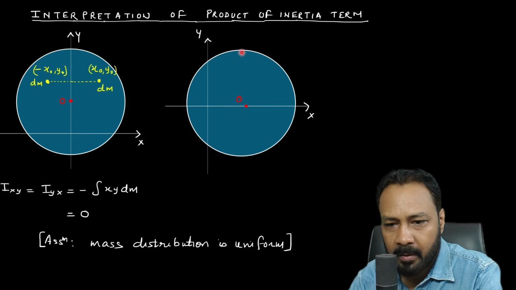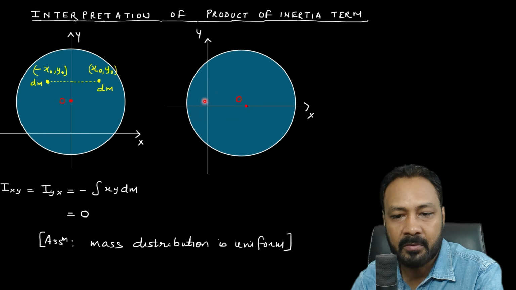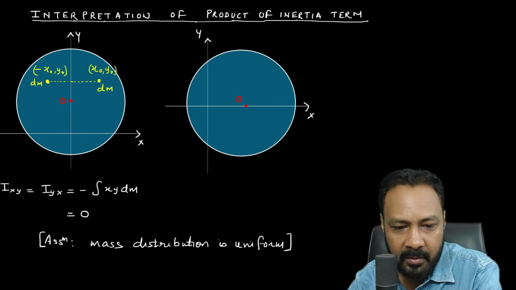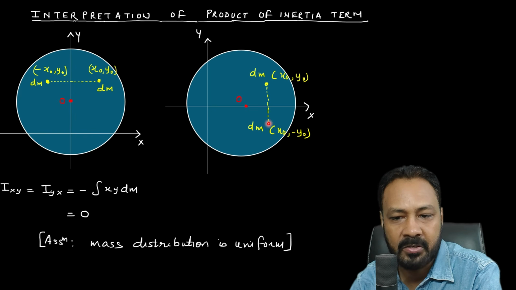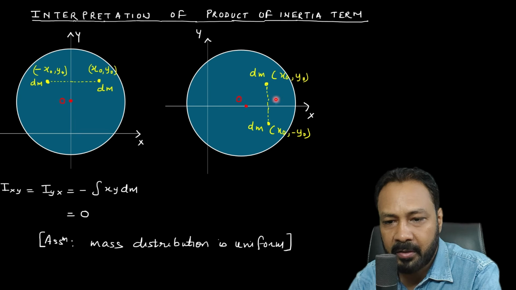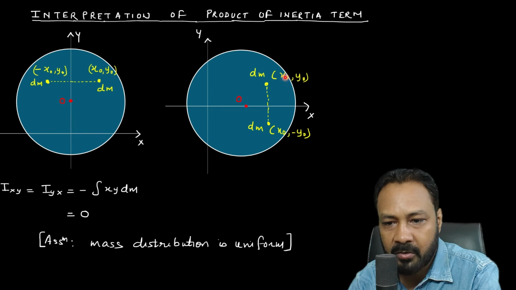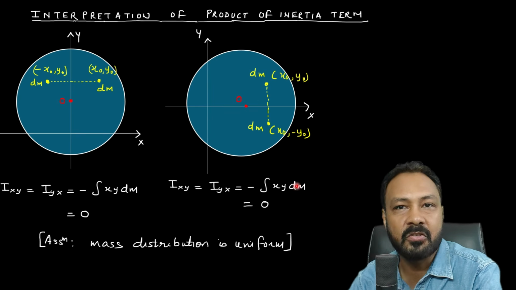Similarly here, this body is symmetric about the x-axis, and the y-axis could be anywhere, just that they are perpendicular to each other. Again I can get a pair of such points, where this point has coordinates x naught, y naught, and the other has coordinates x naught, minus y naught, and we place mass dm at each. So here the integral of minus xy dm: for one point it is x naught y naught dm, and for the other the product would be minus x naught y naught dm, so the sum would be 0. Dividing this whole body into such pairs, the whole integration will be 0.